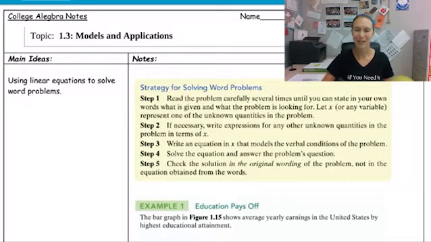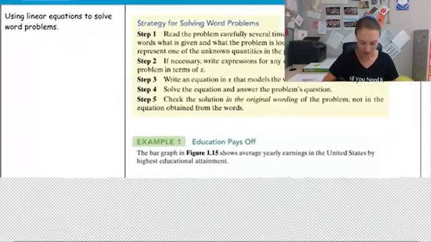Hey class, today we're going to look at just a few examples of some application algebra word problems. We looked at these in class today, but I wanted to make a video for you guys, just showing you step by step how to move through these problems. So this goes with our 1.3 notes from class.